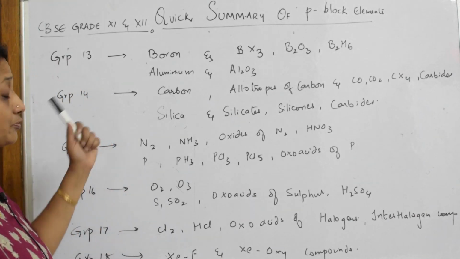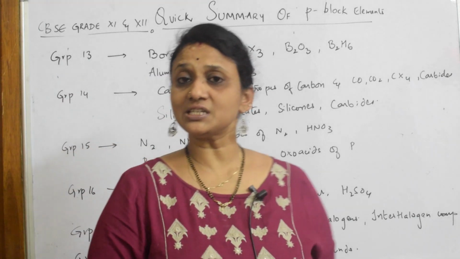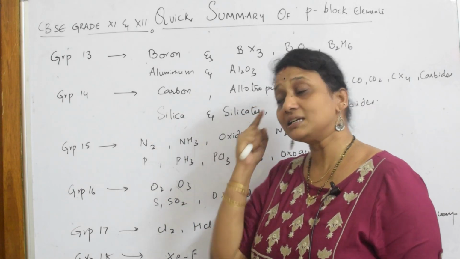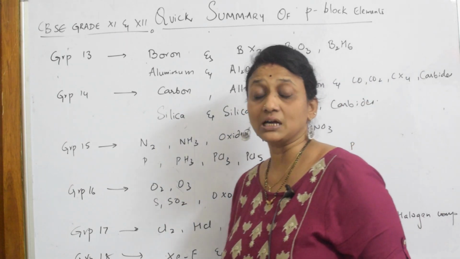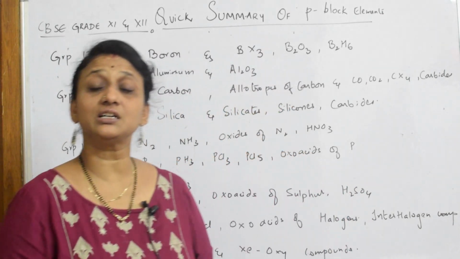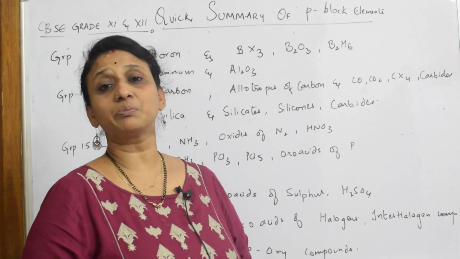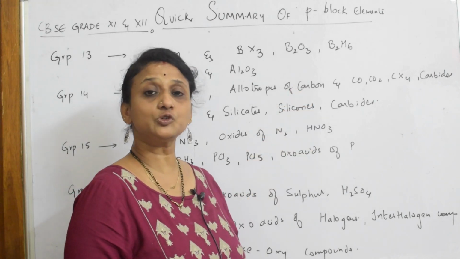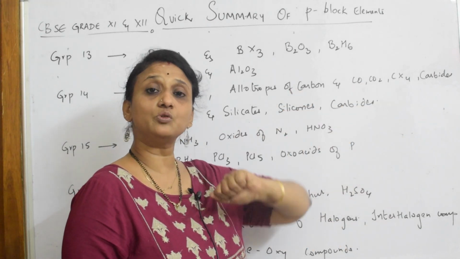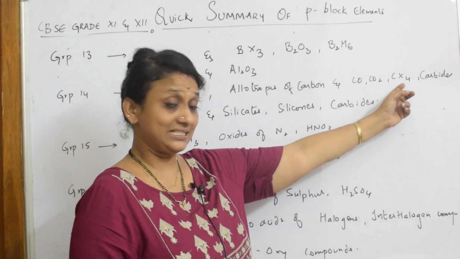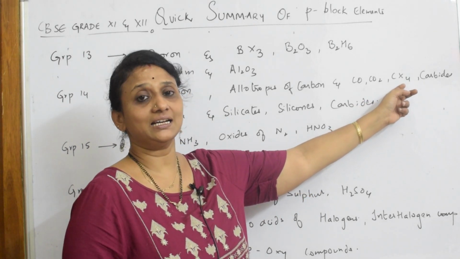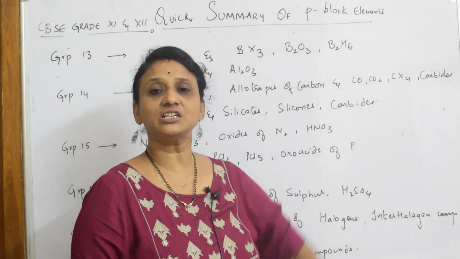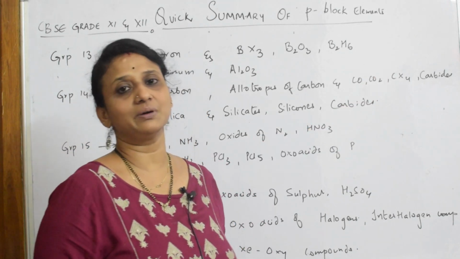Next, when it comes to group 14, which is again a grade 11 syllabus, we'll be learning about carbon and silicon, where we'll be studying about allotropes of carbon. That is, we'll be studying about diamond, graphite, Buckminsterfullerene. So along with carbon allotropes, we'll be studying different compounds, that is carbon monoxide, carbon dioxide, CX4, that is your halide, CCl4. How is it forming? How is the structure? And I'll also be teaching a small topic about carbides.